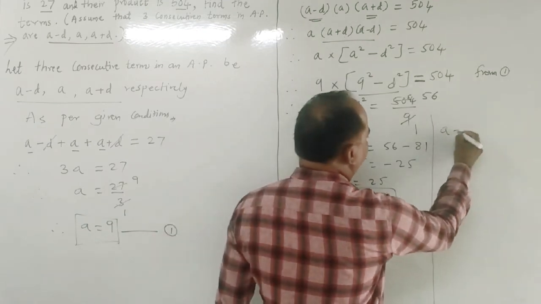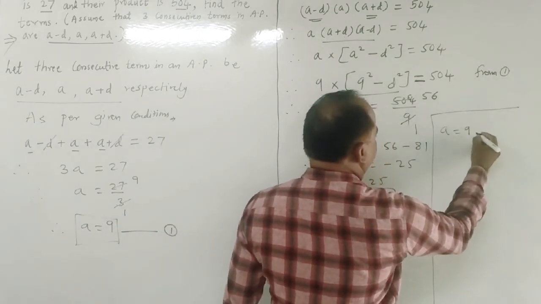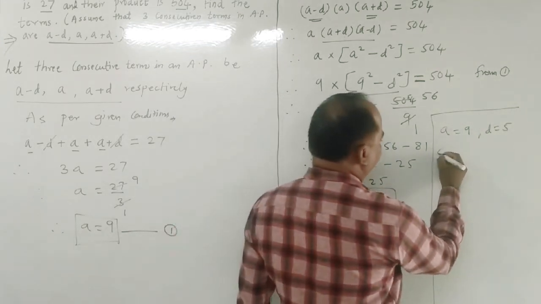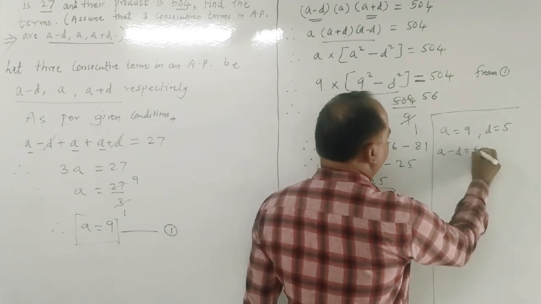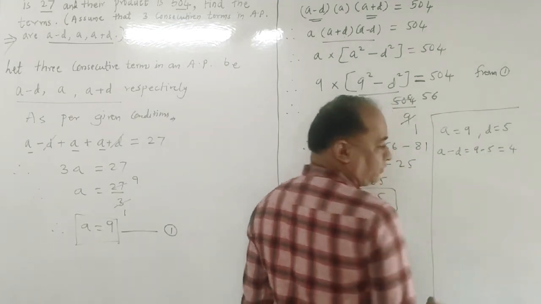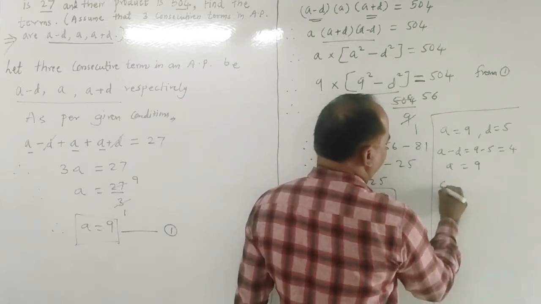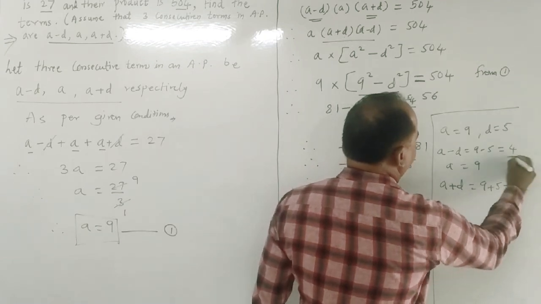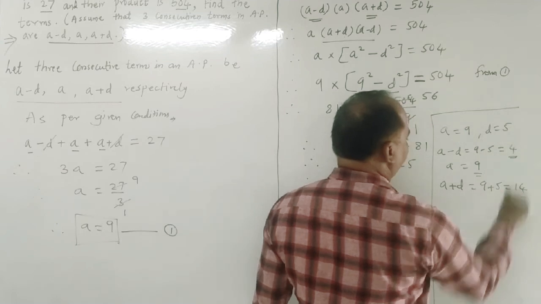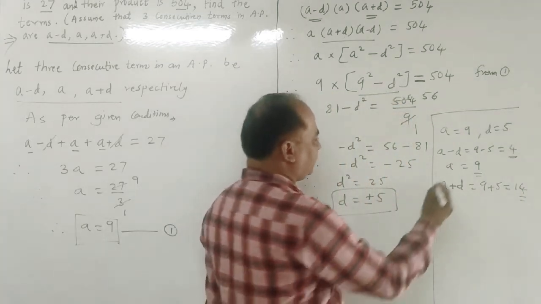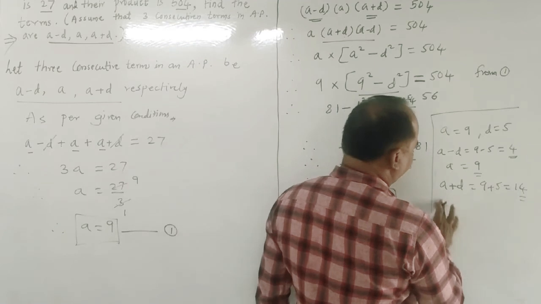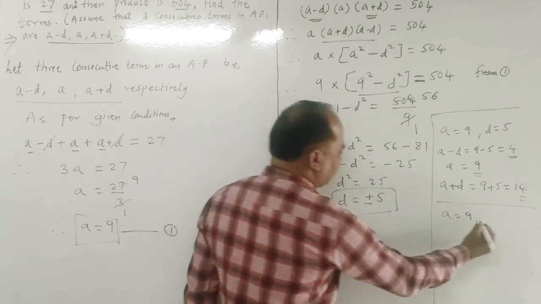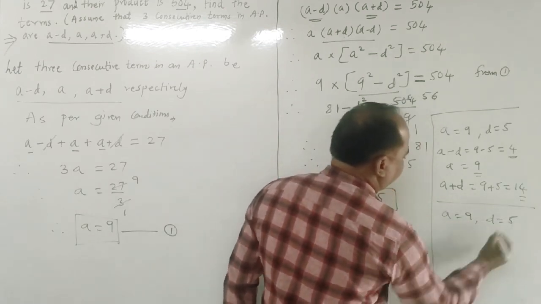when a is equal to 9 and d is equal to 5. a is equal to 9, d is equal to 5. We'll get a minus d is equal to 9 minus 5, that is equal to 4. a is equal to 9 and a plus d, that is 9 plus 5, which is equal to 14. So when a is equal to 9 and d is equal to 5, the three consecutive terms are 4, 9 and 14.